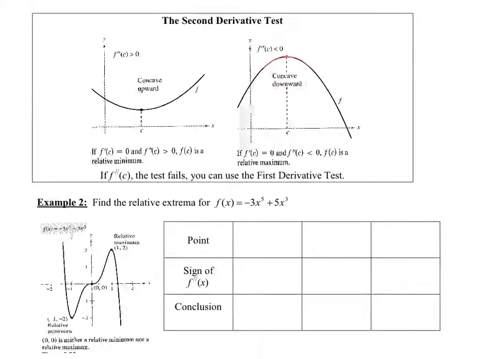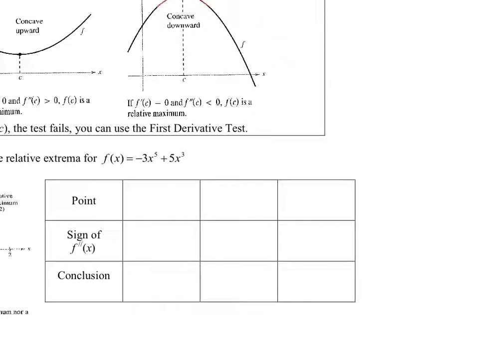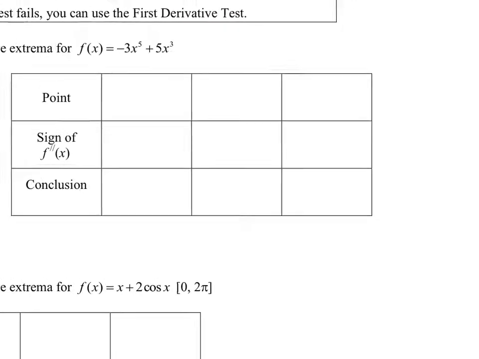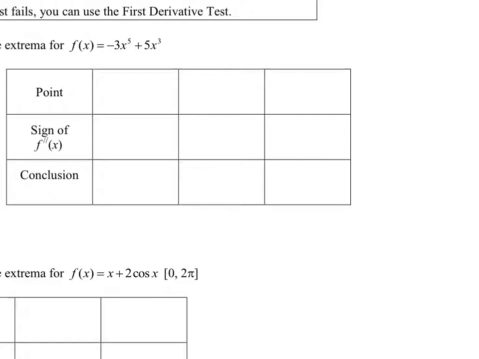Now, let's look at an example of this. I'm going to hide the graph, and we'll just look at this. It says, find the relative extrema for f of x equals negative 3x to the fifth plus 5x cubed. Okay? So, the first thing I'm going to do is I'm going to find the first derivative. F prime of x is negative 15x to the fourth plus 15x squared. And now I'm going to find my critical numbers.